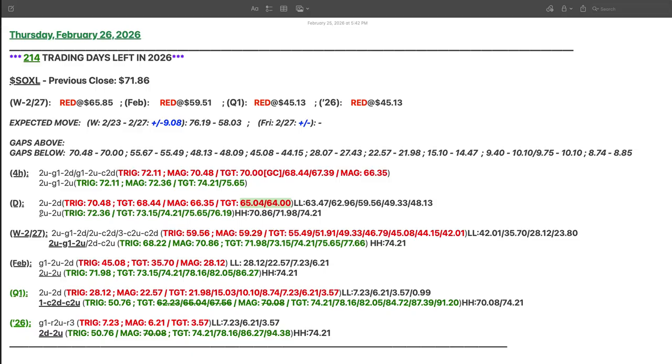If we go to the upside, that gives us a 2 up, 2 up continuation, triggering at 72.36. First target being 73.15. Then the all-time high of 74.21, and we've got a couple of blue sky territory targets out here for you as well.